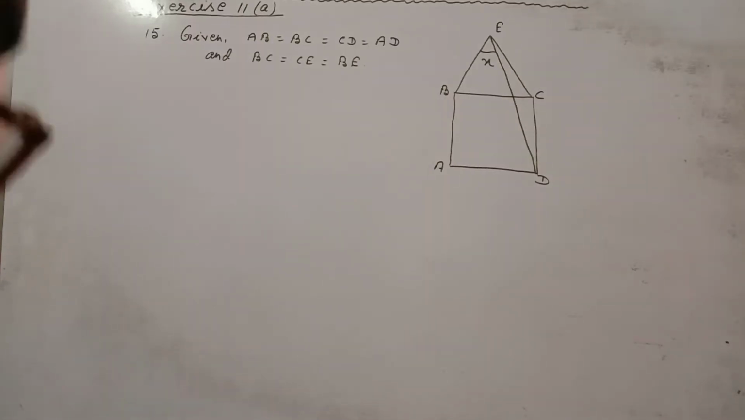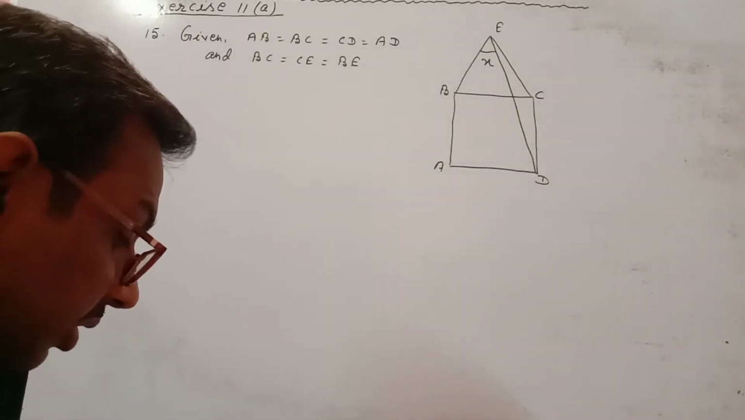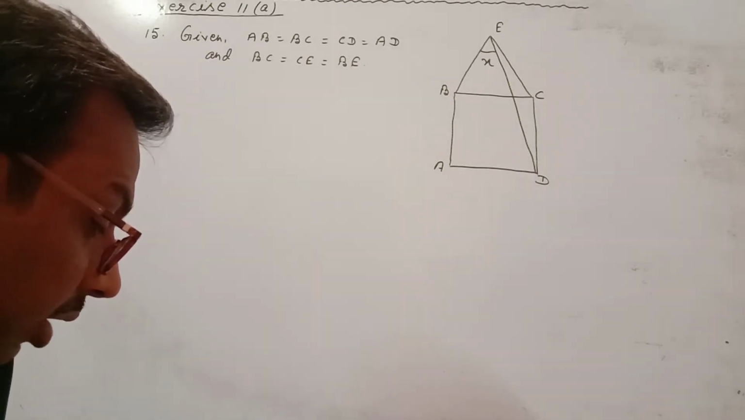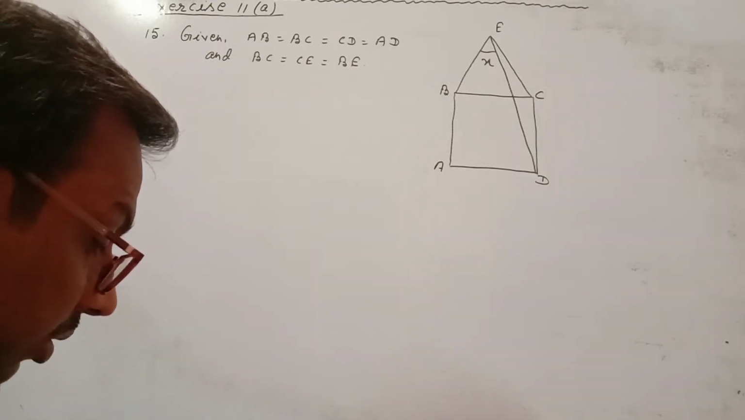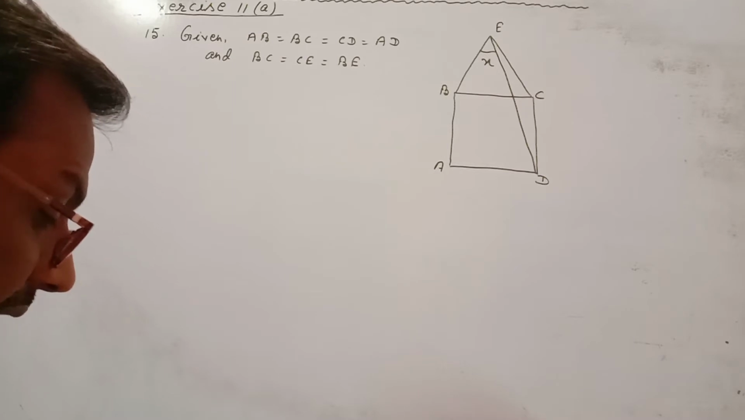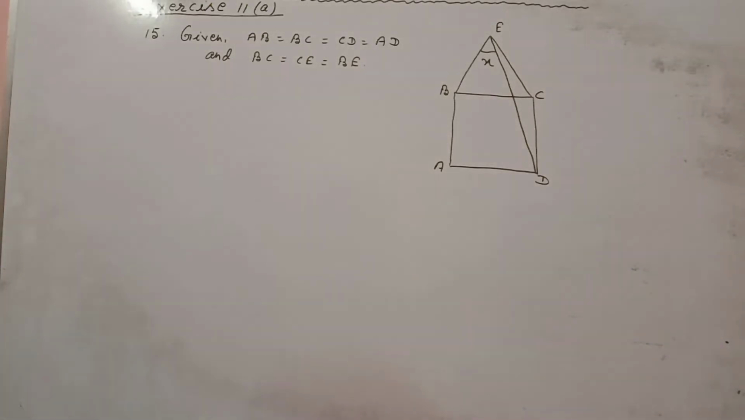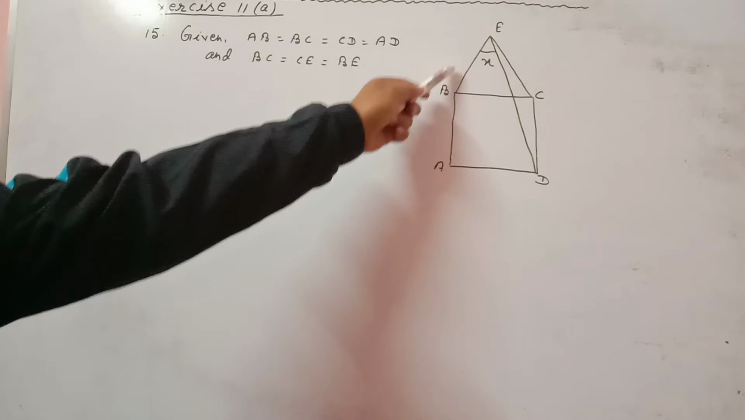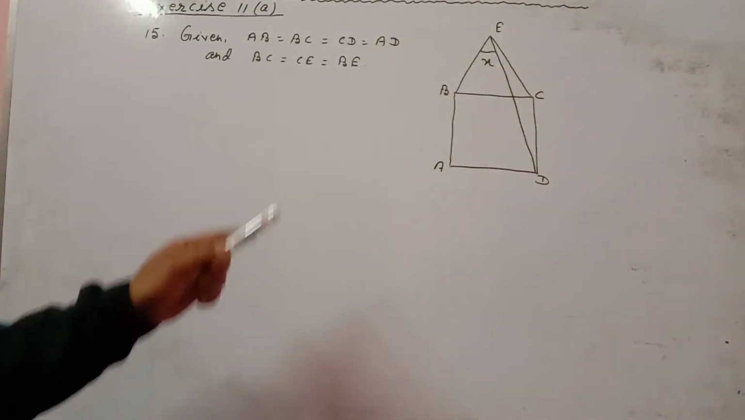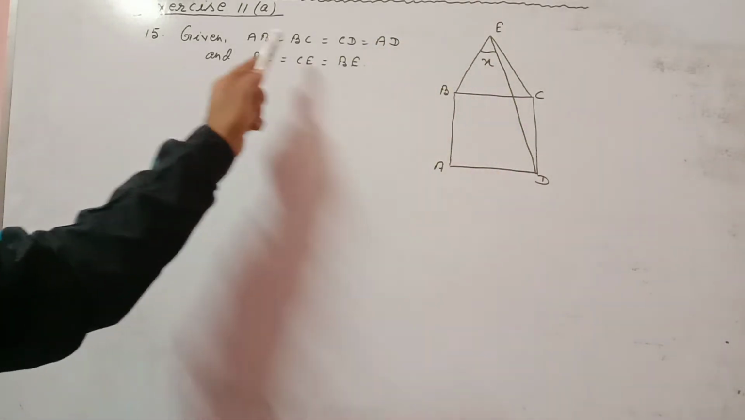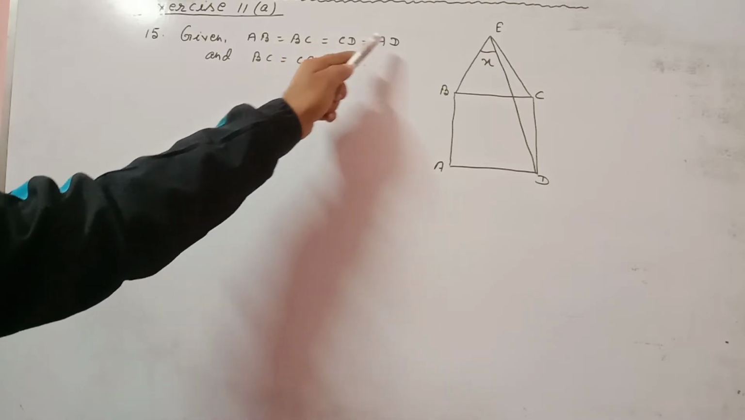Question number 15 states that one figure is given 11.35. Equilateral triangle BEC surmounts square ABCD. Find angle BED represented by X. ABCD is a square and BEC is an equilateral triangle. So for that, sides of a square are equal. I have written AB equal to BC equal to CD equal to AD.